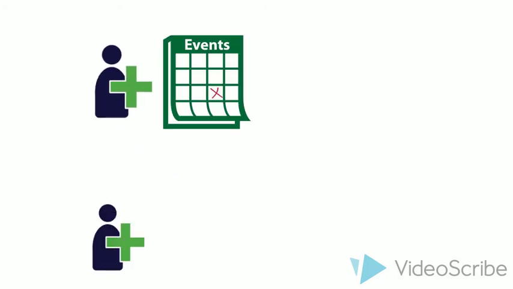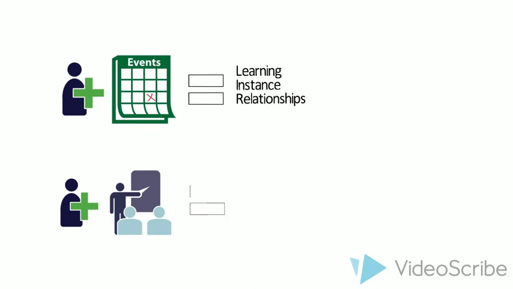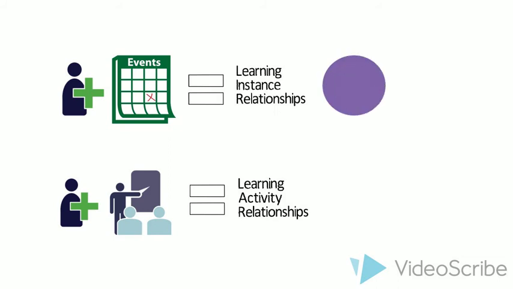Learners engage with the curriculum at the level of the learning instances and the learning activities. In so doing, they form learning instance relationships and learning activity relationships. When Leo registers for Math 100, that's a learning instance relationship. When Leo attends a lecture of Math 100, that's a learning activity relationship. The data generated through these LIRs and LARs will form the basic elements of the learner's academic record.